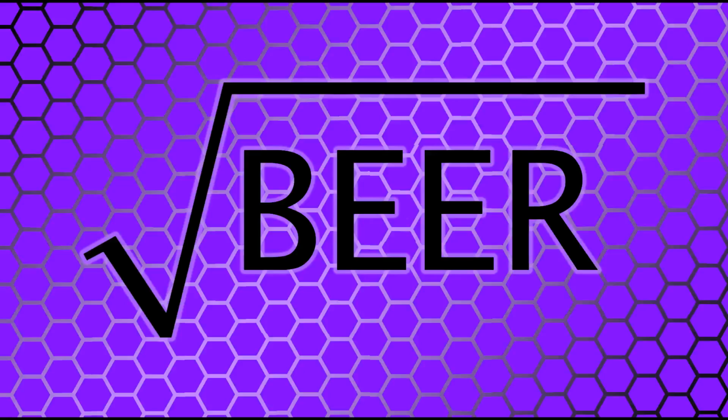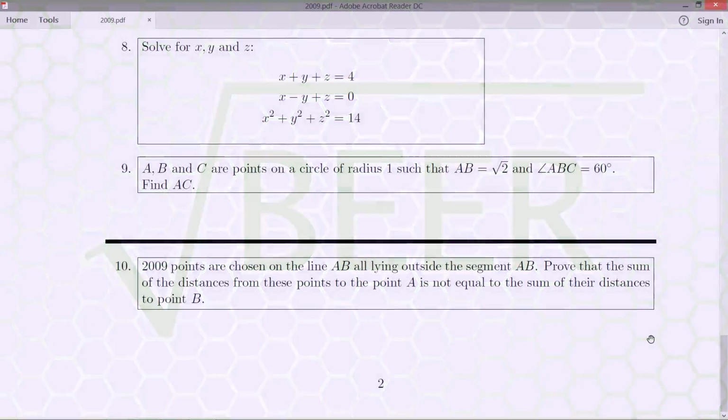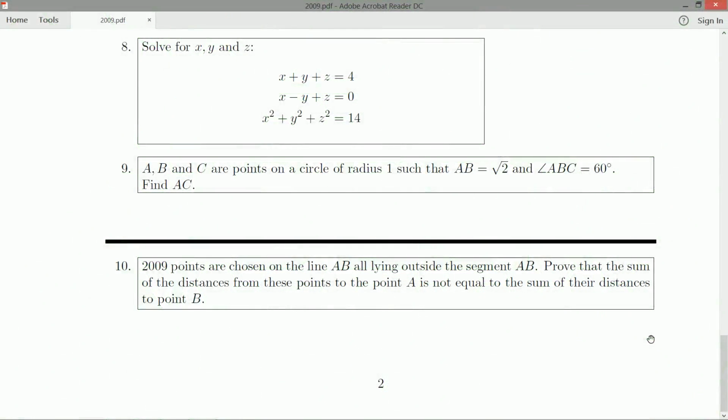We're still looking at the 2009 Grade 12 Manitoba Math Contest, but this will be the last video with the 2009 paper because we are on question number 10. 2009 points are chosen on the line AB, all lying outside the segment AB. Prove that the sum of the distances from these points to the point A is not equal to the sum of their distances to the point B.